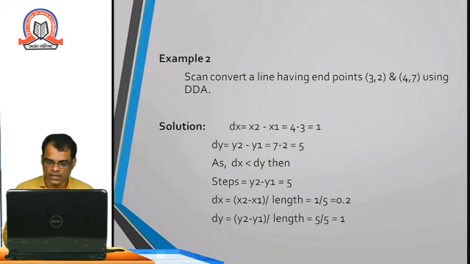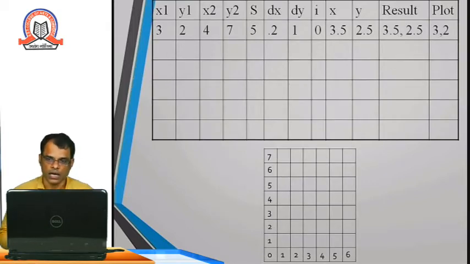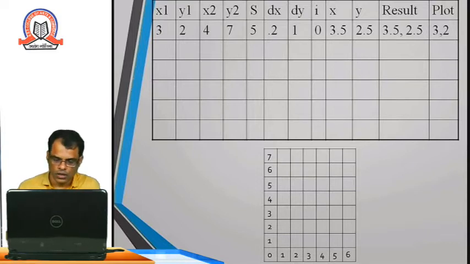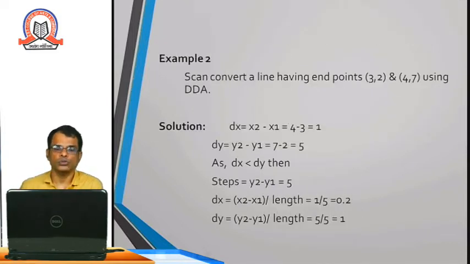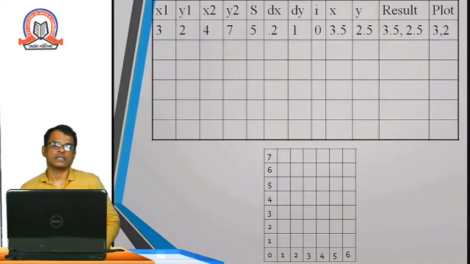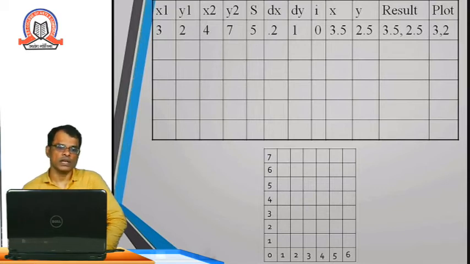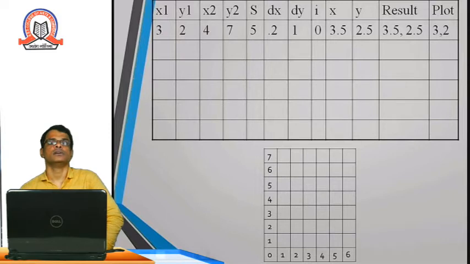Once we calculate this, then we will check how the numbers get plotted. We have to put these things in a loop, and run it 5 times because our maximum steps are 5. So first, see, my x1 is 3, y1 is 2, x2 is 4, y2 is 7, and s, that is the length or number of steps, is 5.